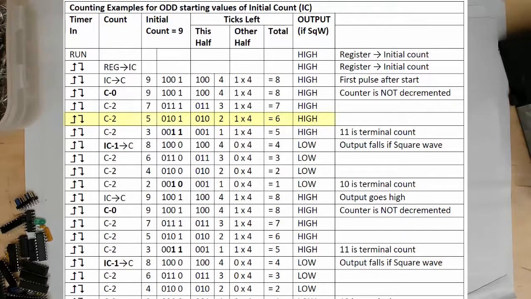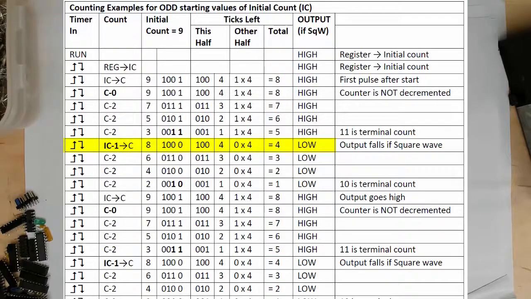Decrement 2, we're at 5. Just like we got before, there's 2 in this half, 4 in the other half for a total of 6. Decrement on down until we reach the first terminal count of 0011. When we reach that, the flag is set to 0 because we're now going to load an initial count minus 1. So we're loading 8. Flag goes to 0, so the output pin falls.